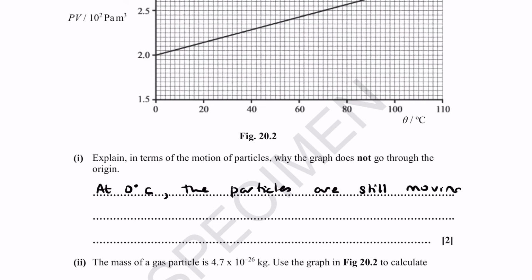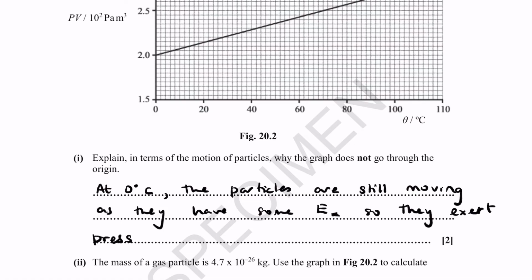And so as they have some kinetic energy, they would exert pressure on each other and on the container walls due to the collisions. So on the container due to the collisions. So that's why it is not going to be 0.